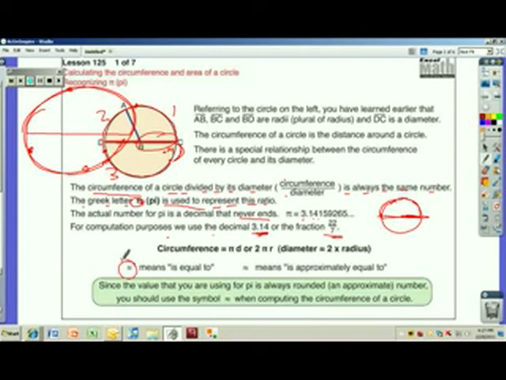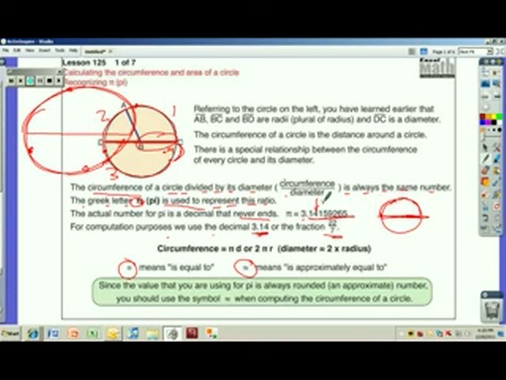Remember, this sign means equals, and this sign means approximately equal to. I thought that meant similar. No, well, it also means that, but it means approximately. Actually, it's similar to that, but not exactly like that. So the answer you're going to get, because you're rounding off pi to the nearest hundredth place, is not going to be exact. It's just going to be close to being the right answer, okay?